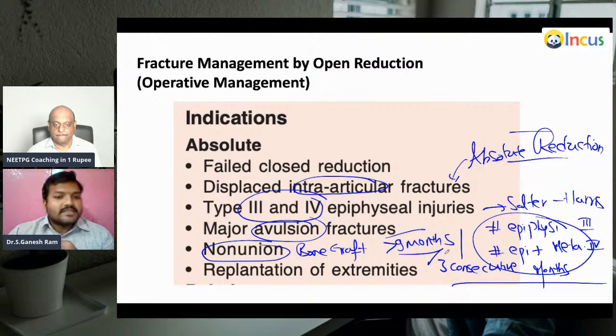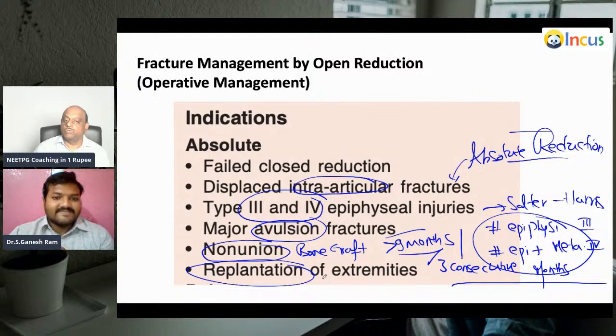And the replantation of extremities, of course. If the limb gets sawed off in a road traffic accident, if amputated, they will carry the limb in an ice box. Those things, we have to open, and then only we can reattach the digits or limbs. So all these things are absolute indications for open reduction. And don't compromise these conditions. We should not compromise by doing minimally invasive procedures. No compromise. We have to open reduce.